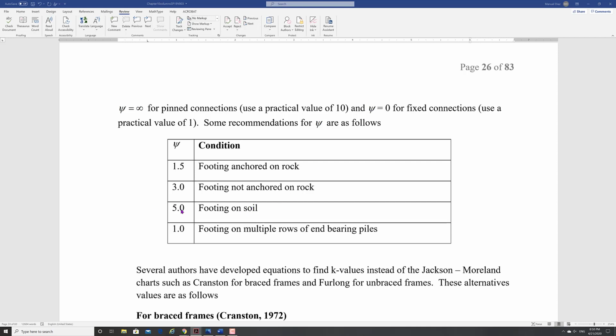So 5. Footing on multiple rows of end-bearing piles. That means you have deep piles or drilled shafts going down 50, 60 feet, several of them holding your column. In that case, you have it fixed. That is a fixed condition in practice: having these deep piles supporting your column, going way deep.